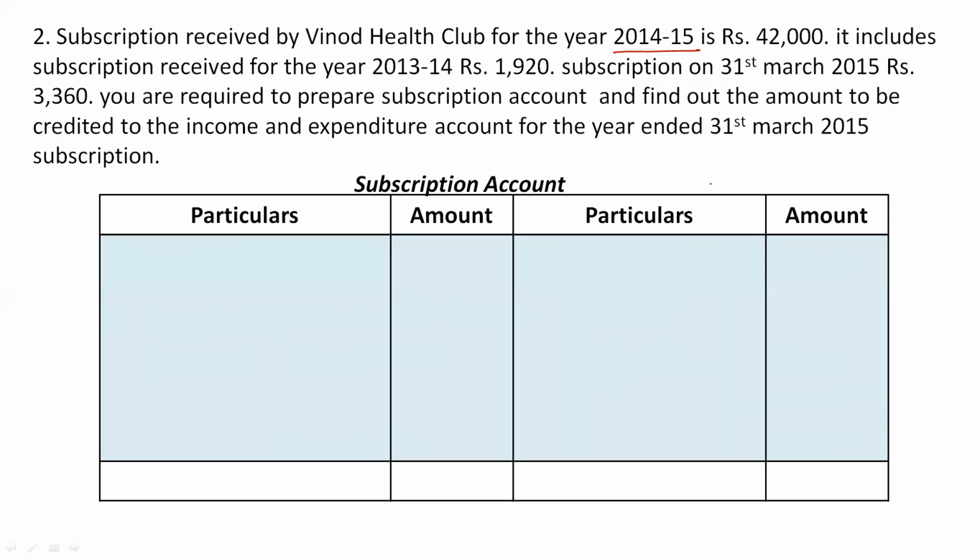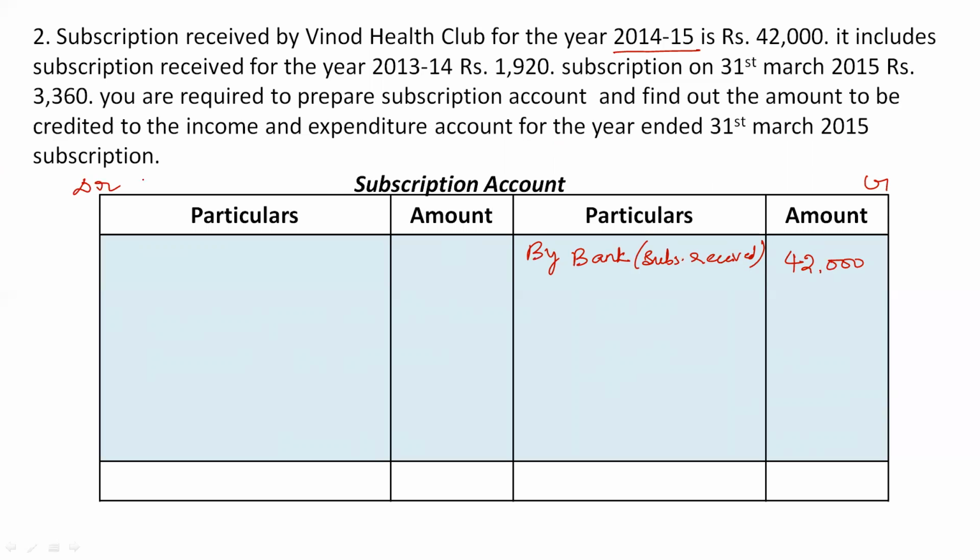Subscription received by the club during the year is rupees 42,000. So first let's take it on the credit side. This is the credit side and this is the debit side. Let's take it as by bank. We are receiving the amount into our bank account. You can also take it as by cash, it's okay, not a problem. So you can mention subscription received. How much? Rupees 42,000.